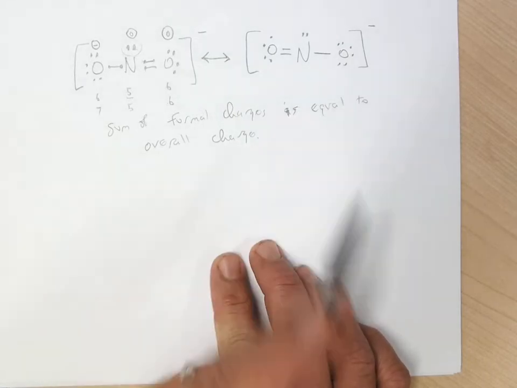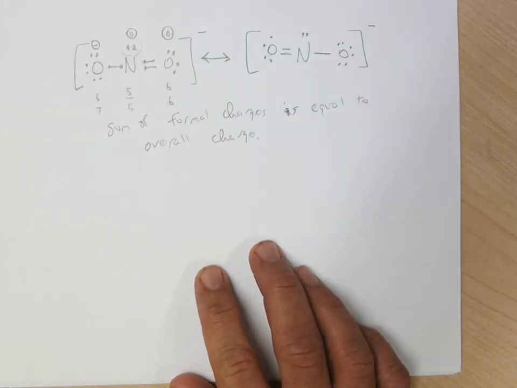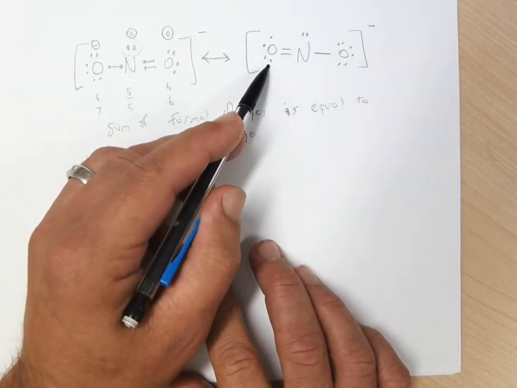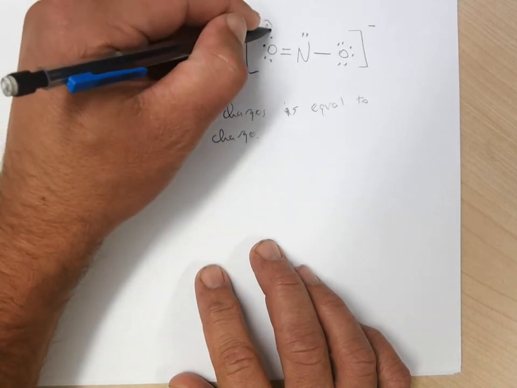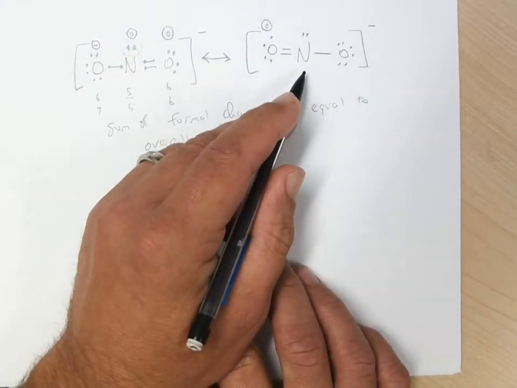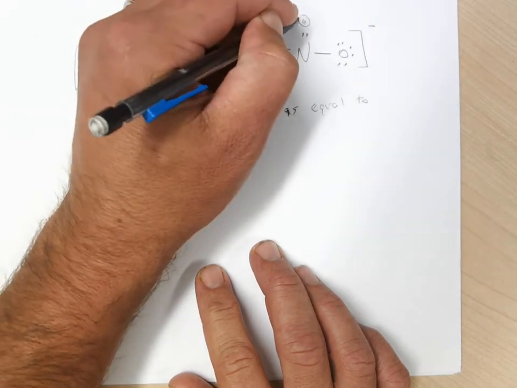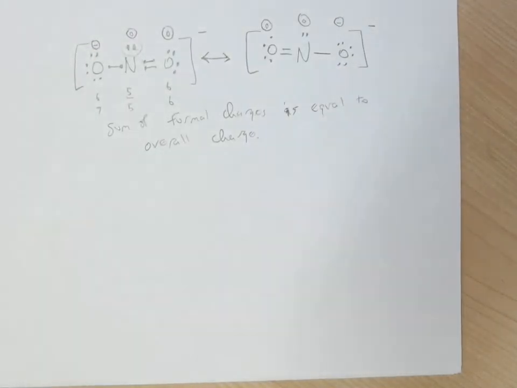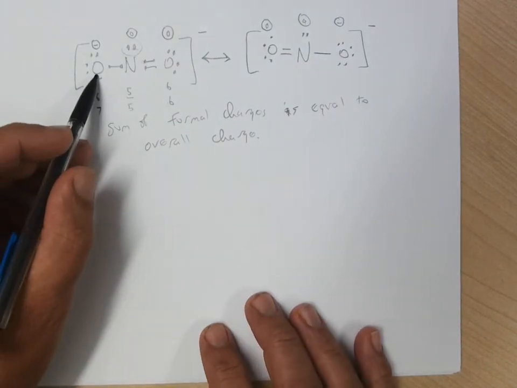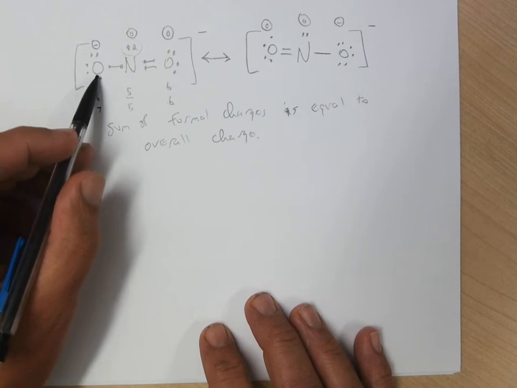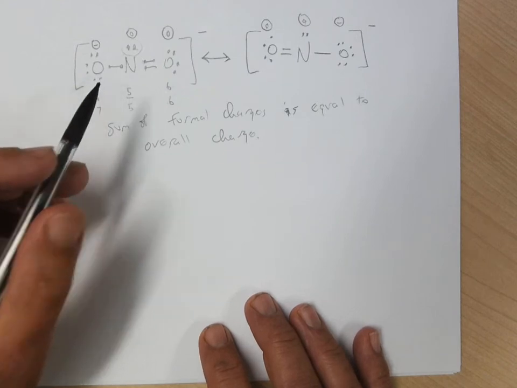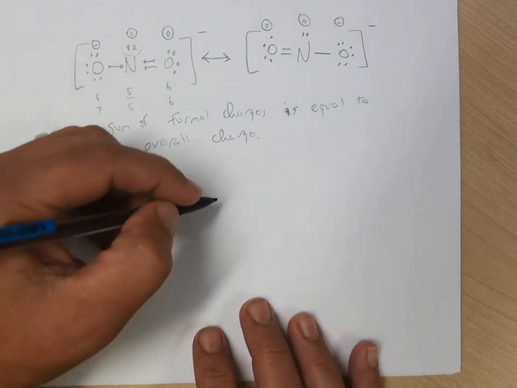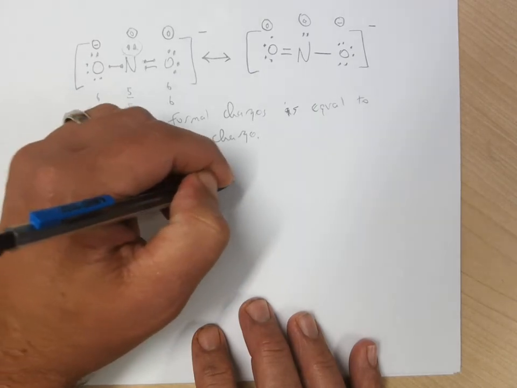And if you look at the right structure, it's very similar. The double bonded oxygen, 0 formal charge. The nitrogen in the center, 0 formal charge. The singly bonded oxygen, minus 1. And one of the things that this tells us when we take resonance into account is that each oxygen is negative half the time.